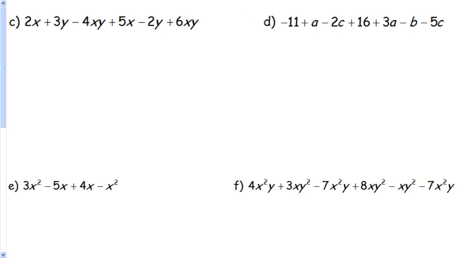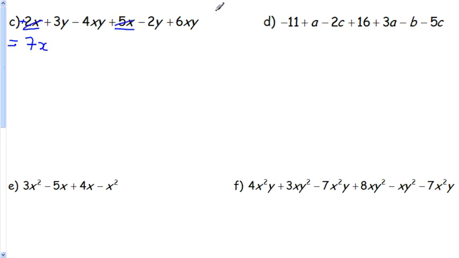I'll just do one of these examples, and I'll let you try the rest on your own. We're collecting like terms here. So let's underline what's like. We have 2x and 5x that are the same. Is there any more? This is a y. That's an xy. Not the same, not the same, not the same. So a positive 2x and a positive 5x gives us a 7x.